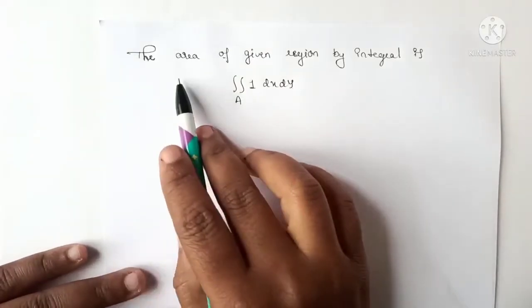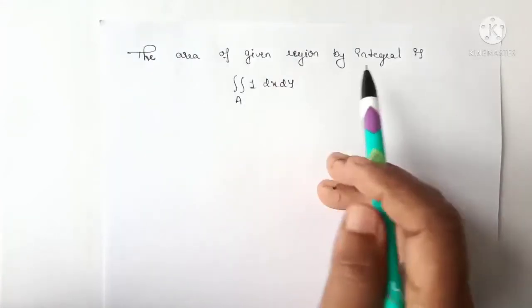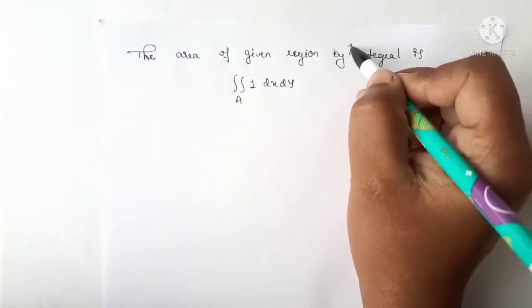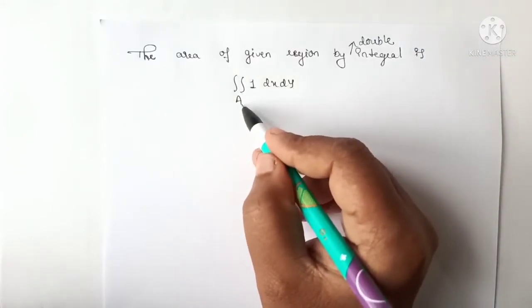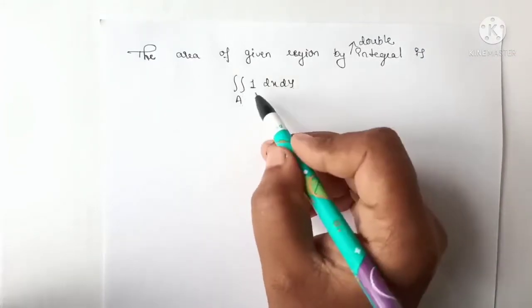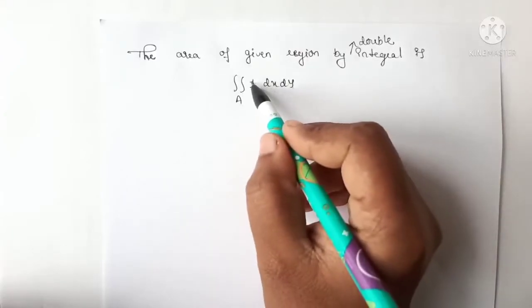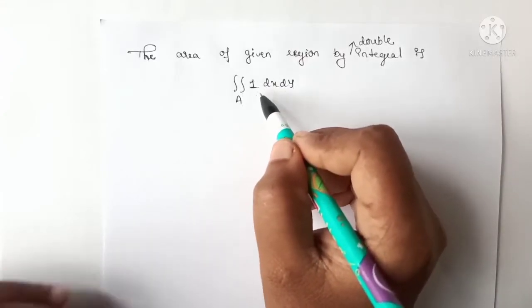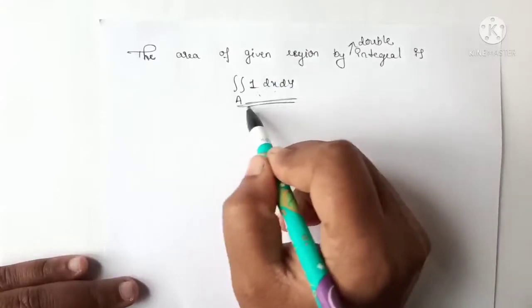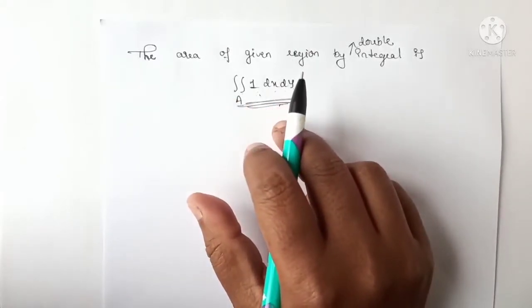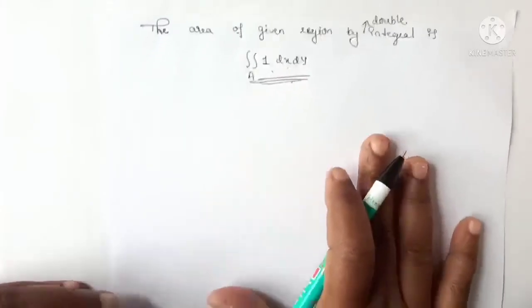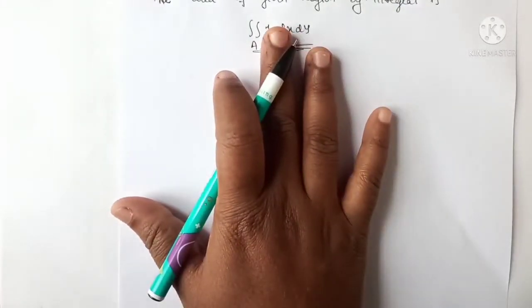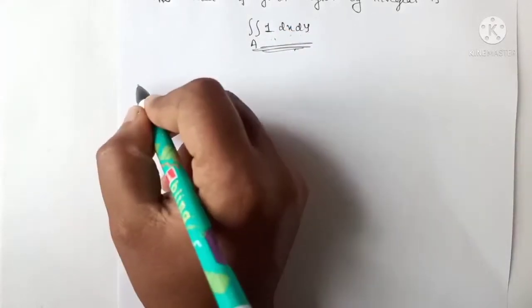Next, the area of the given region by the double integral. The area is given by the double integral of a. Here we have to put the x and y limits. If you take the function equal to 1 into dx dy, this gives us the area of any given curve by double integral. On this, we solve one very important problem.